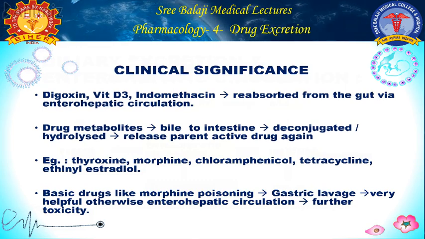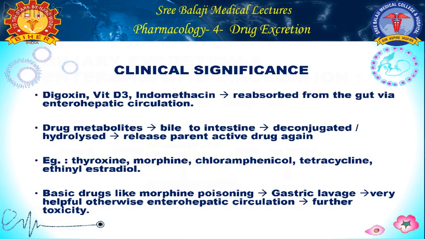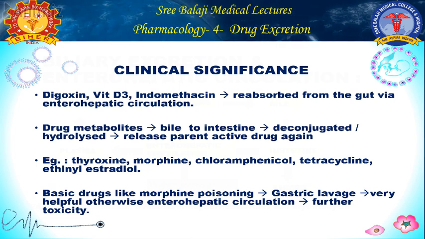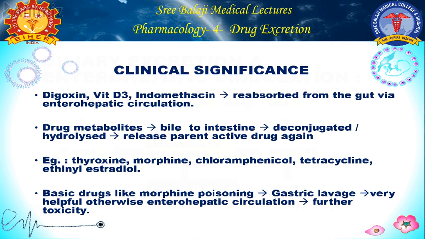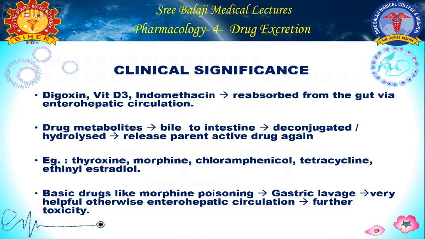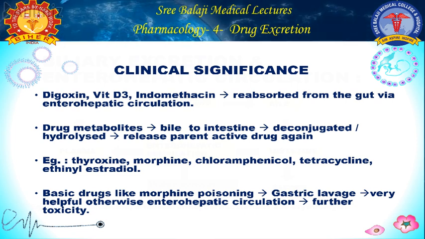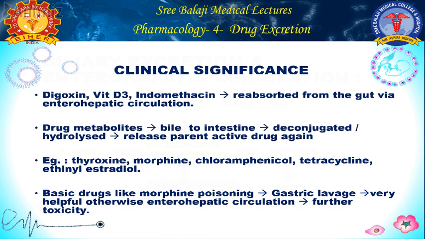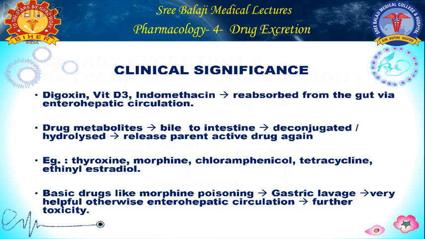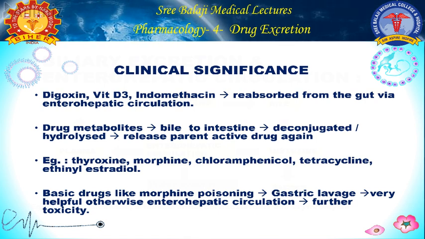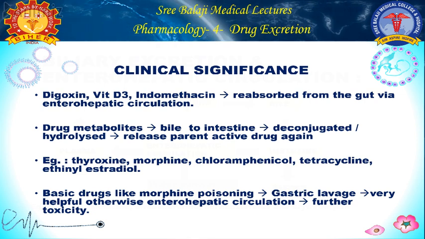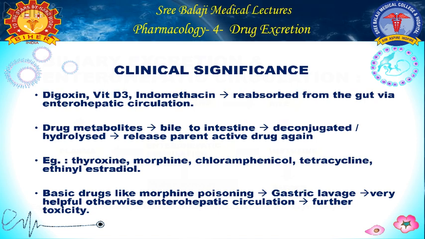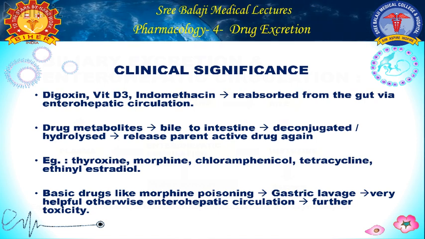Coming to the clinical significance, digoxin, vitamin D3 and indomethacin all get reabsorbed from the gut through enterohepatic circulation, so the duration will be prolonged. Certain drug metabolites, from the bile to the intestine, get deconjugated or hydrolyzed, releasing the parent drug again. This parent drug gets absorbed into the systemic circulation, prolonging its half-life. Examples are thyroxine, morphine, chloramphenicol, tetracycline and ethinyl estradiol.